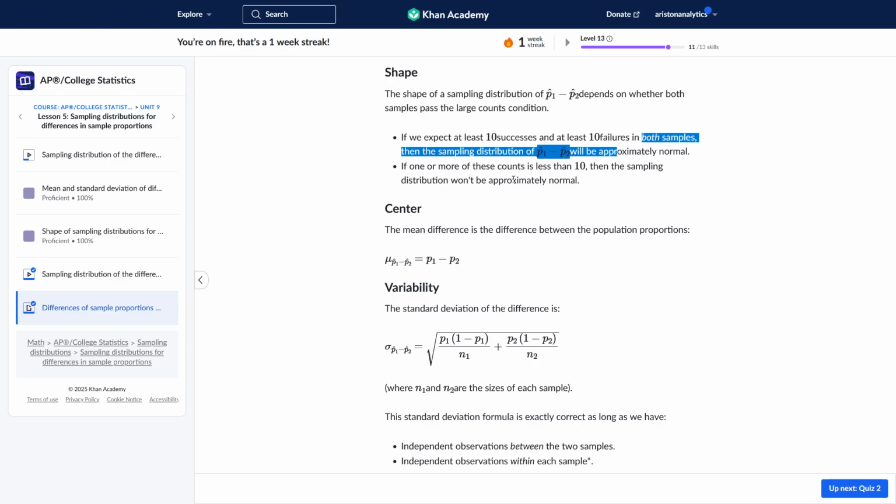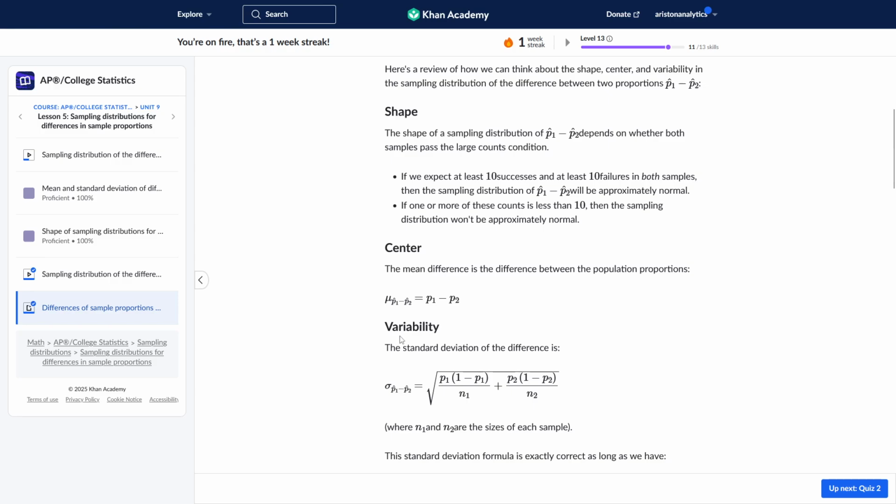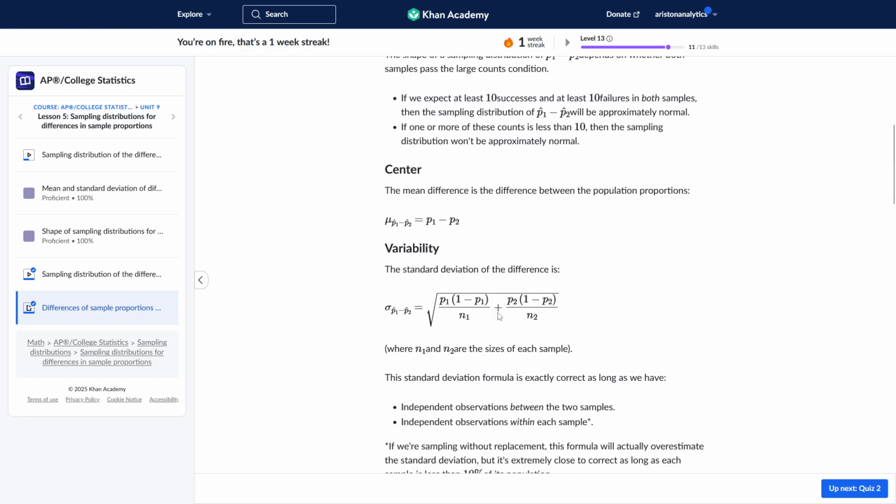The mean difference is the difference between the population proportions. That's pretty easy, so just minus. And then variability, standard deviation, for each. This is exactly the same. So p times 1 minus p over n, and then you do that for both, and you get the square root of the sum to get the standard deviation.